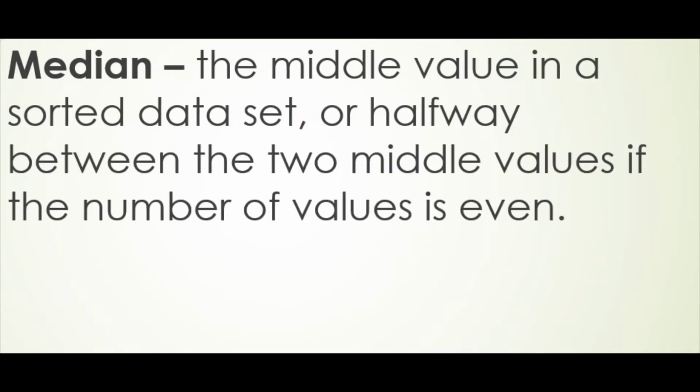Median is the middle value in a sorted data set, or halfway between the 2 middle values if the number of values is even. So if we have a data set with an odd number of values, then we'll just sort them from least to greatest and then figure out what the middle value is, and that's our median. Now, if there are an even number of values in the data set, we still sort them from least to greatest, but then there's going to be 2 values in the middle, and to find the median, we're going to choose the value that's halfway between those 2 middle values.